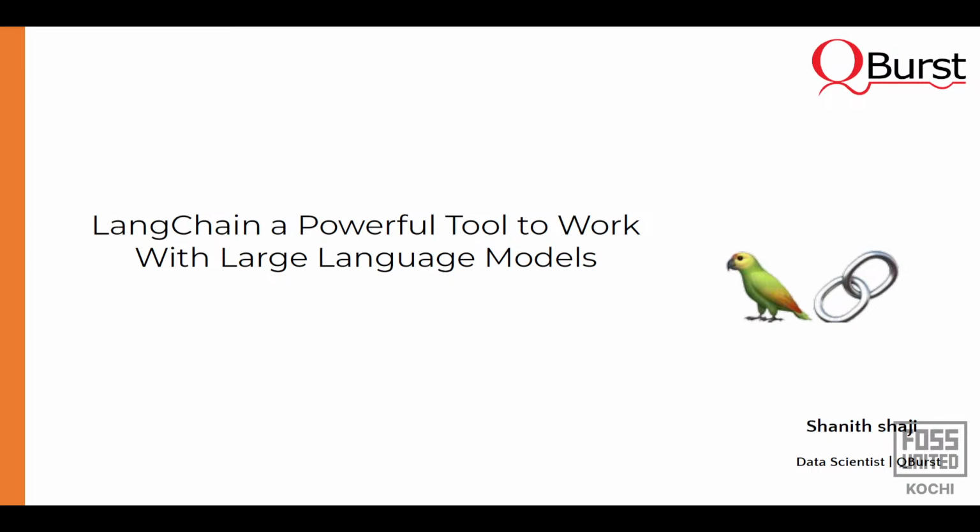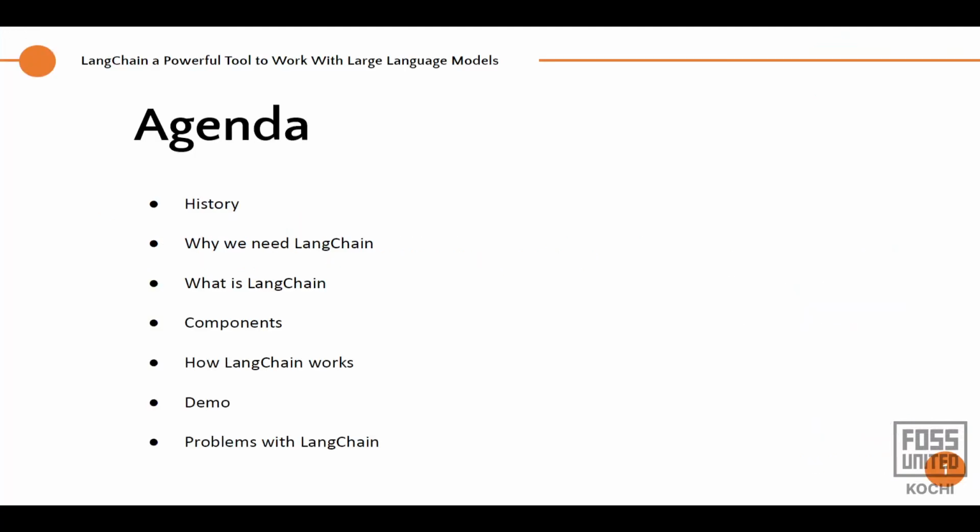So this is the agenda of the entire presentation. First of all, I will explain the history of LangChain. Then why we need LangChain, along with some of the limitations of LLM models. Then I will talk about what LangChain is, then the basic components of LangChain. Then I will explain a flowchart regarding how LangChain works, along with a demo. And last, I will explain the problems faced while using LangChain.